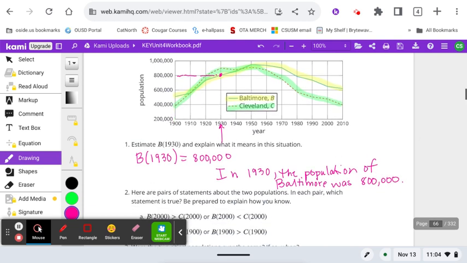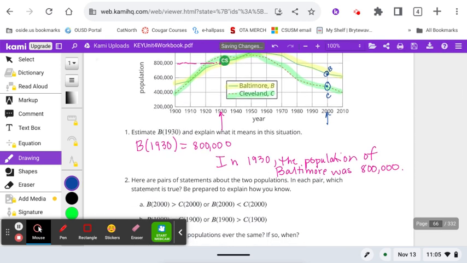Okay. Here are pairs of statements about the two populations. In each pair, which statement is true? Be prepared to explain. So is Baltimore in the year 2000 greater than Cleveland in the year 2000? Let's go look. So in the year 2000, here is Cleveland and here is Baltimore. So which one is greater? Baltimore is greater. And so it would actually be this statement here. Baltimore, which is the solid line, is above Cleveland at that point.